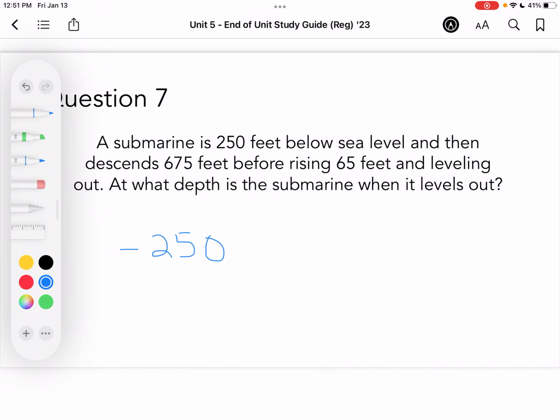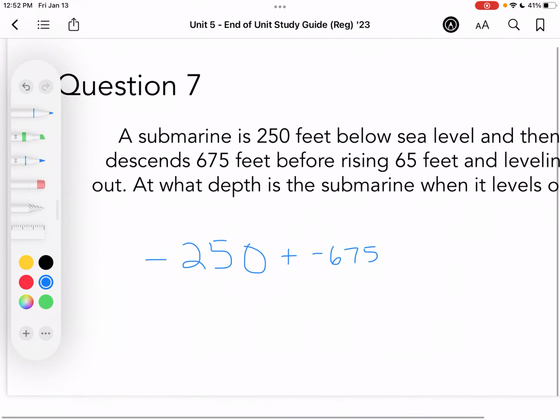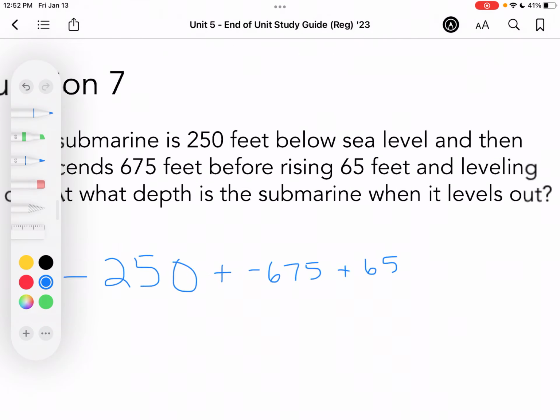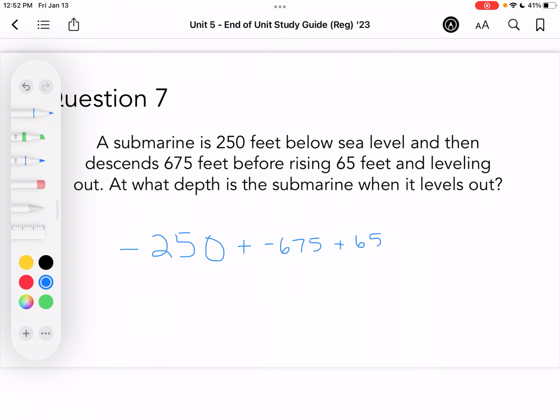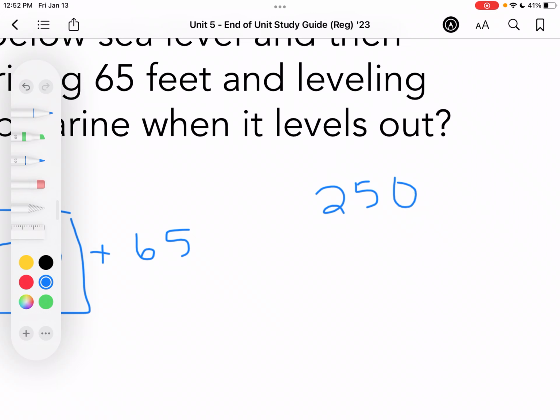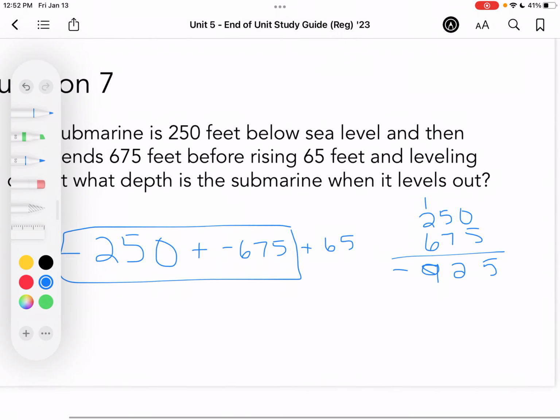feet. It descends 675 feet, so that's plus a negative 675, before rising 65 feet. And leveling out. At what depth is the submarine when it levels out? So I'm going to add these two together because the signs are the same. And I get negative 925.